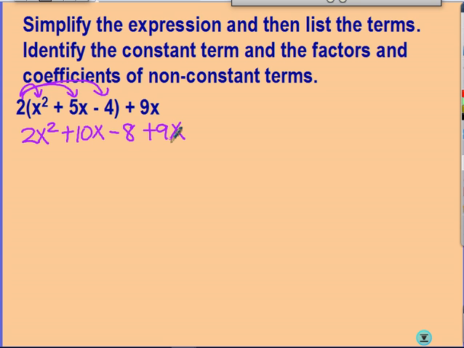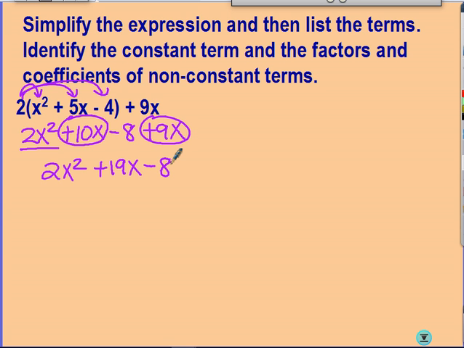Look for any like terms in the expression. Notice 2x squared does not have any like terms, so bring it down. 10x does have a like term because it matches variable and exponent with 9x. Negative 8 does not have any like terms, so we simply bring it down. Our simplified expression is 2x squared plus 19x minus 8.